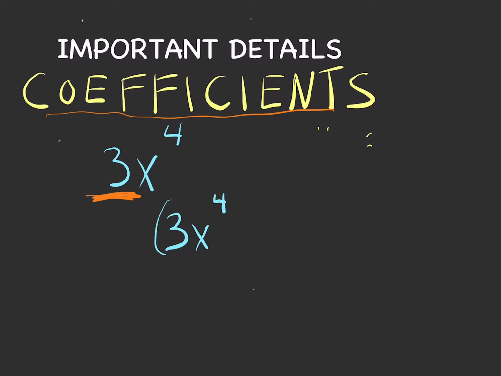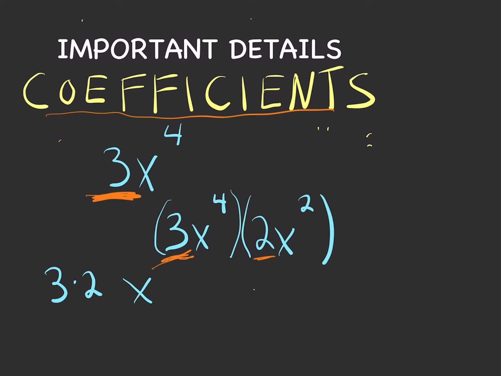So let's say we're back to multiplying. So we have a product rule. I have 3x to the 4th times 2x squared. Notice I'm writing in parentheses so they're multiplied. So I know the coefficient of the first one is 3, and the coefficient of the next parentheses is 2. I'm going to multiply those straight out just like normal. So it's going to be 3 times 2.